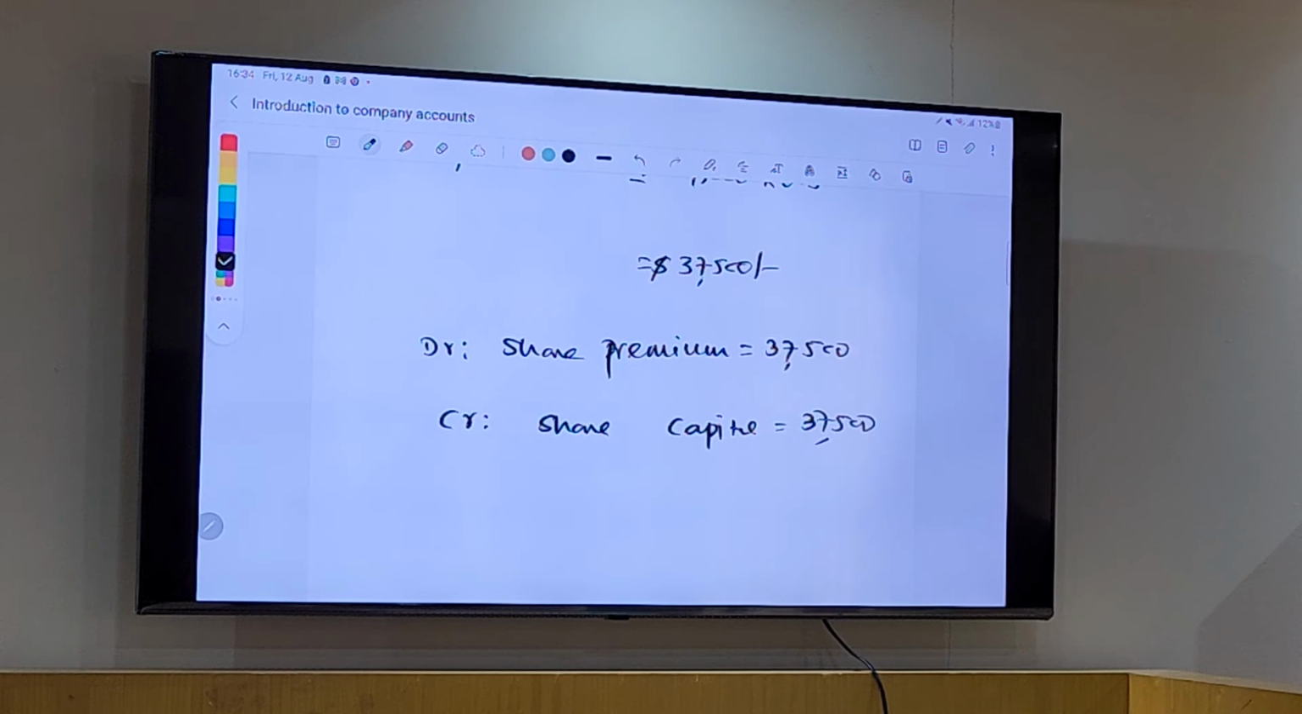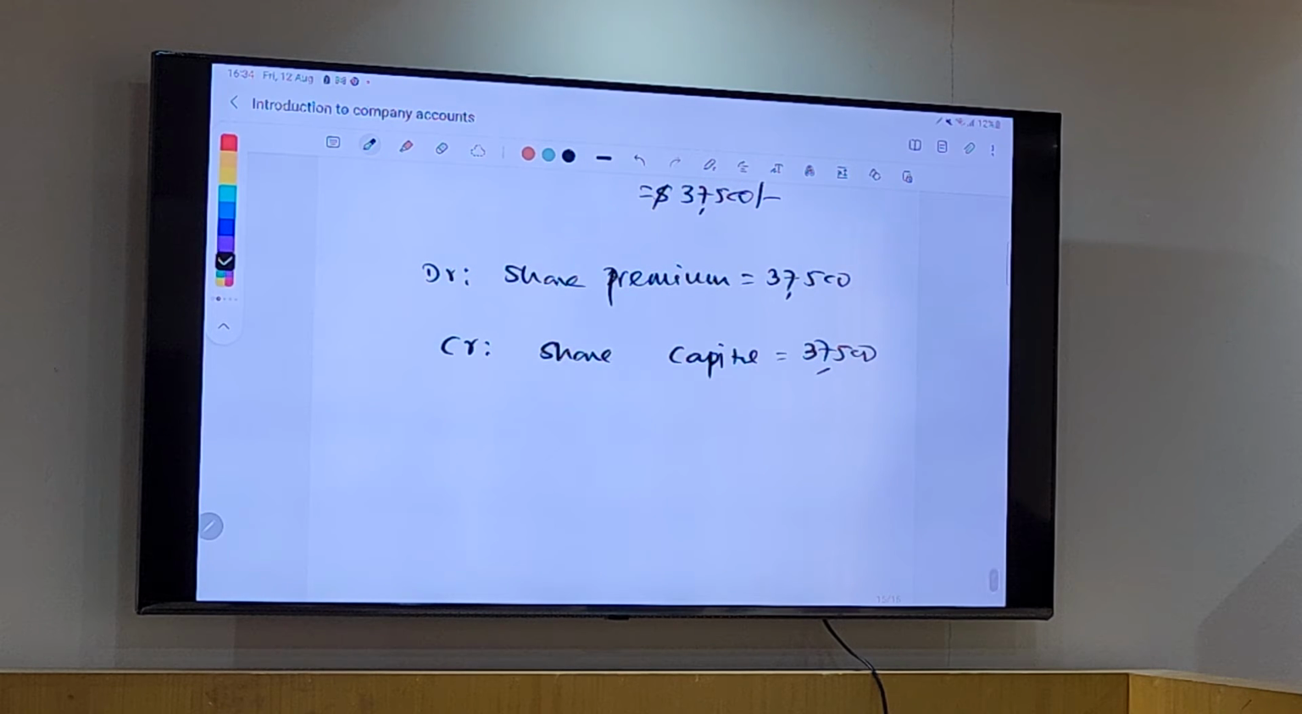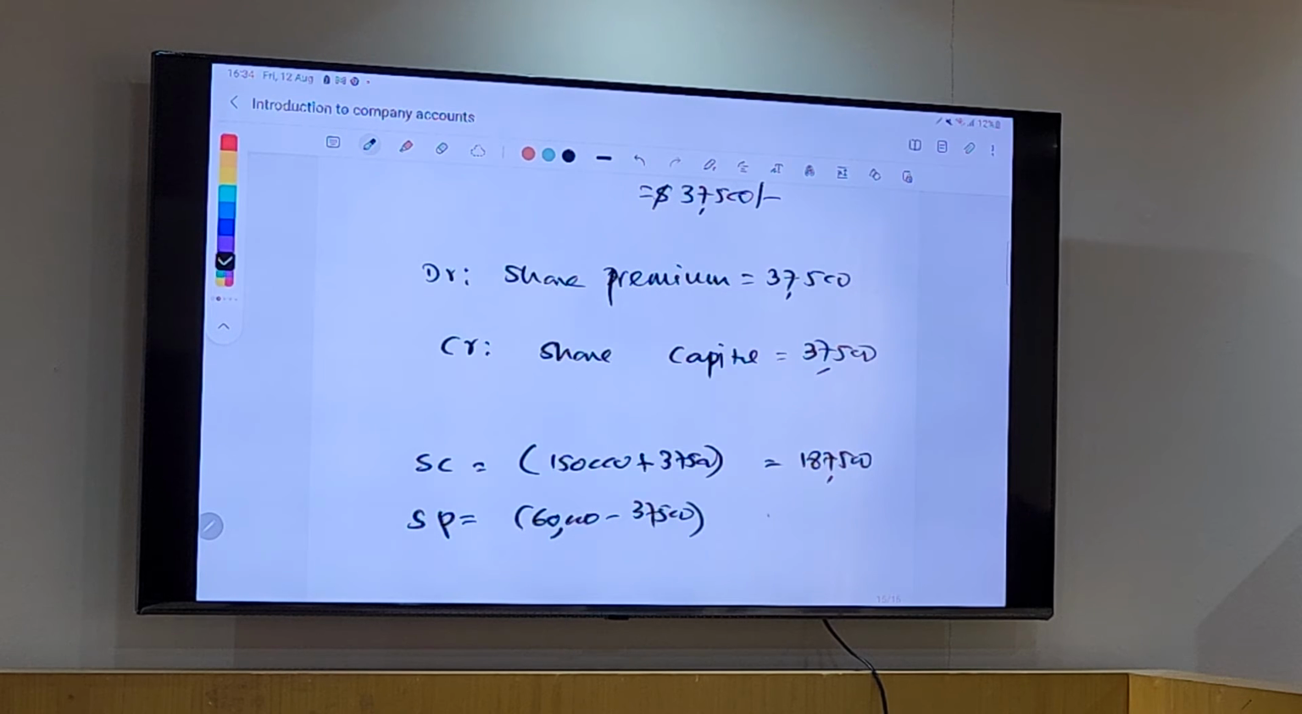Is that clear? Yes, sir. Now, we need to prepare the revised financial statement. Share capital: already I have 150,000. Now add 37,500, which gives 187,500. Share premium: already I have 60,000. Now I have taken 37,500 out, so 60 minus 37.5 is 22,500.